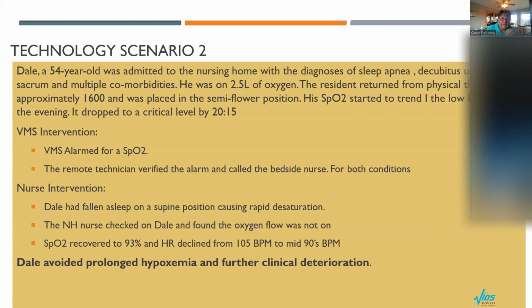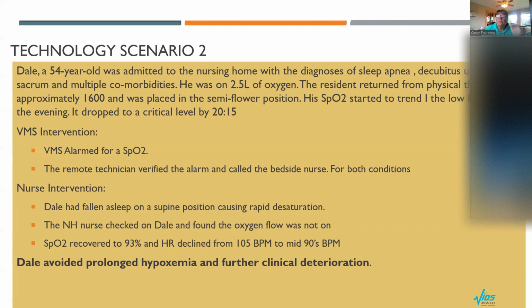He had fallen asleep in a supine position, causing a rapid desaturation. The nursing home nurse checked on Dale and found the oxygen flow was not turned on. So whoever had returned him had not turned on the oxygen level or turned on the oxygen tank. Well, she turned it on, of course, and the saturation level went up to 93%. The heart rate declined, and he didn't have to go anywhere. But it was because somebody was watching him for those 4 hours and watching this slow decline that they were able to rapidly bring him back to his baseline.